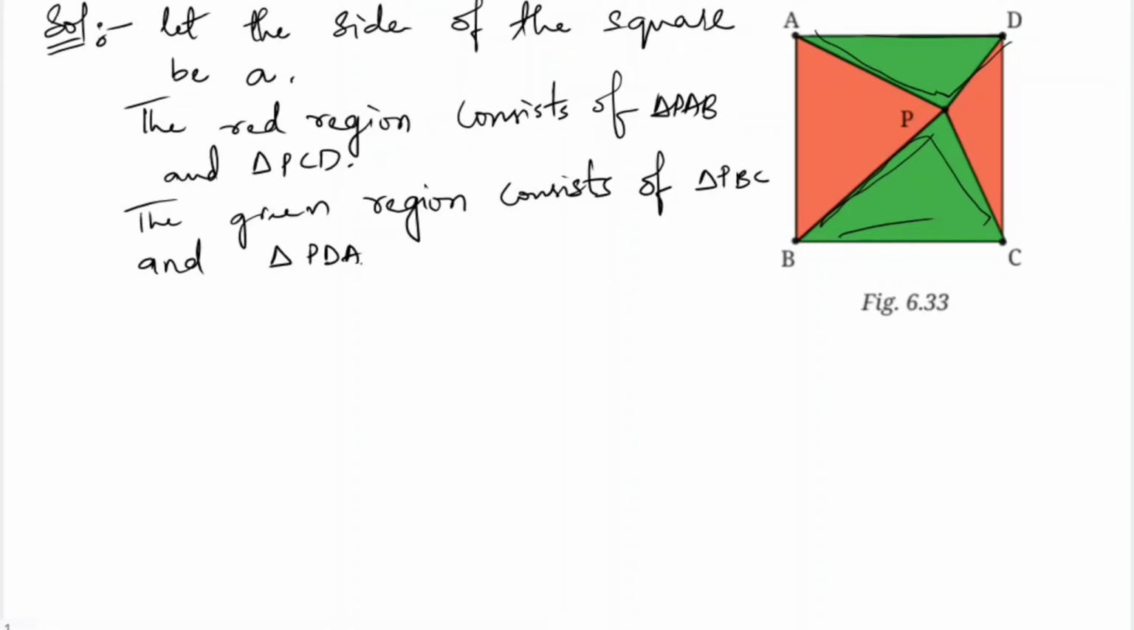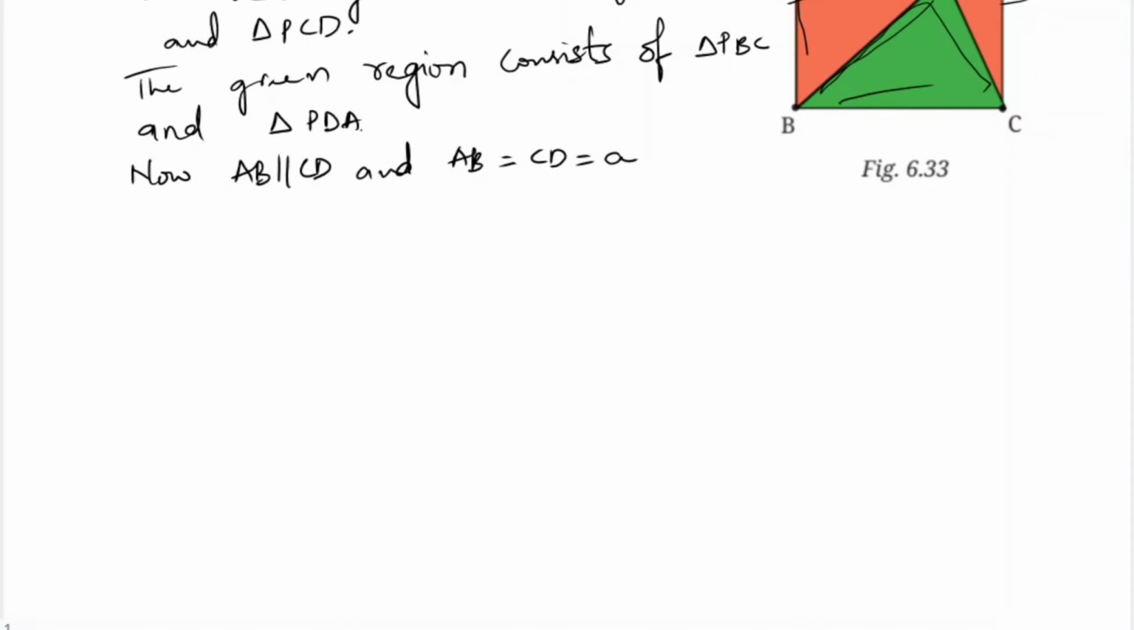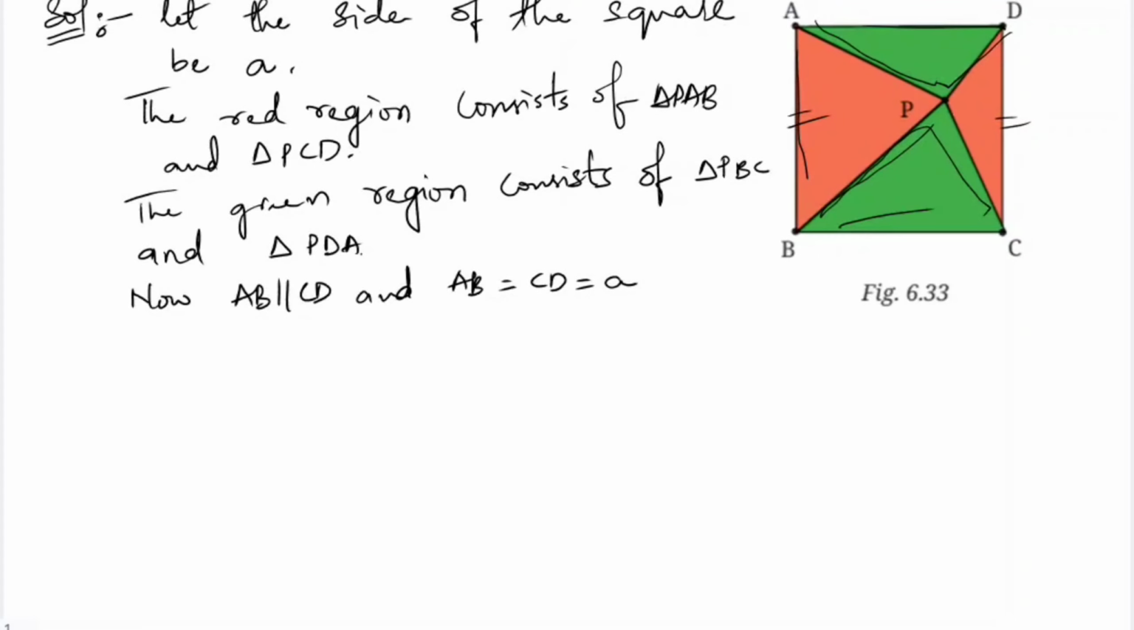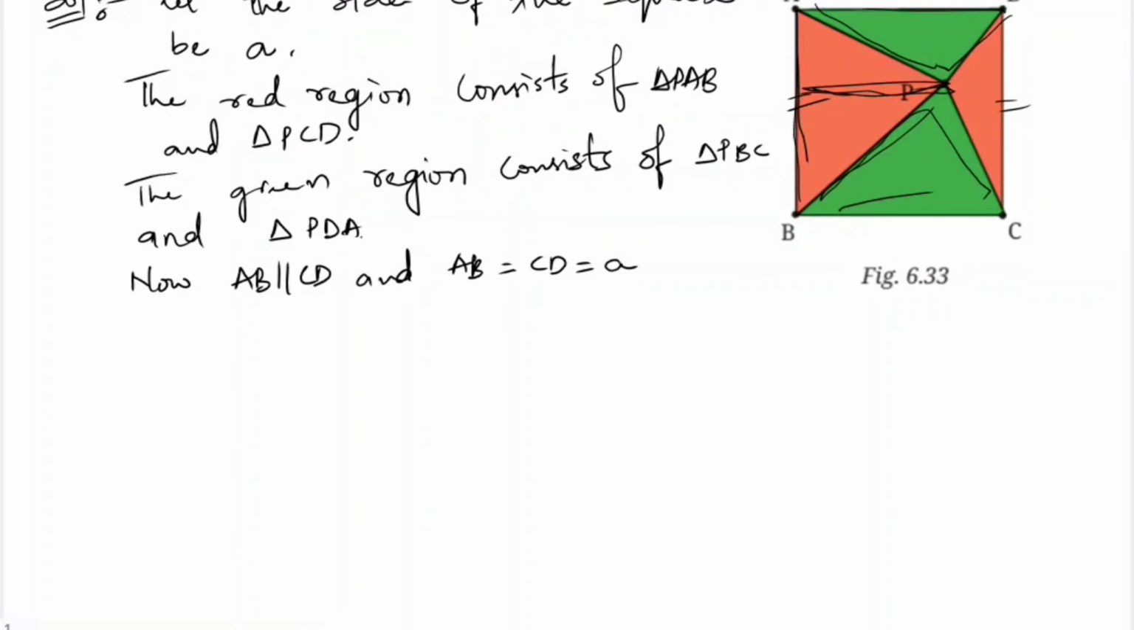In this we can see that AB is parallel to CD, and AB and CD both equal the side a. Let us write that. Here we can take the perpendicular distance from P to AB, BH. That will become our height.